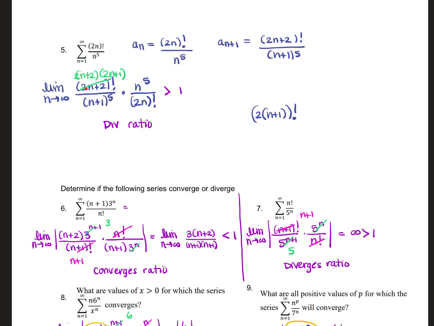Notice that this is the bigger one, so it's 2n plus 2 times 2n plus 1 times 2n factorial, and this 2n factorial is going to cancel this one right here. Notice that the degrees are not equal. In fact, I have degree 7 on the top, so 1, 2, 5 more, and I got 5 on the bottom. So the degree of the top is bigger than the other, so it's going off to infinity, which is definitely bigger than 1. So it diverges by ratio.